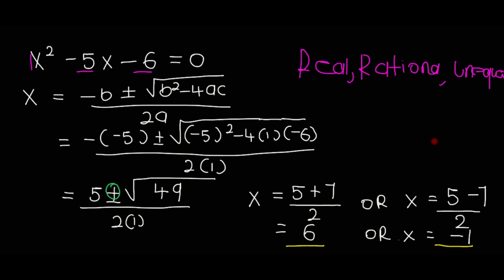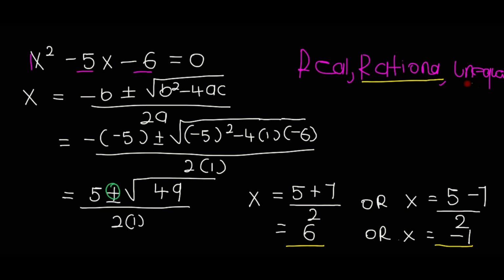So the reason we are saying it's real is that 6 and negative 1 are both existing numbers. Then rational. Why are we saying rational? Because all natural numbers, all integers and all whole numbers are rational numbers. So 6 and negative 1 are rational numbers, and they can also be written in the form of a fraction. So that is why they are all rational numbers.